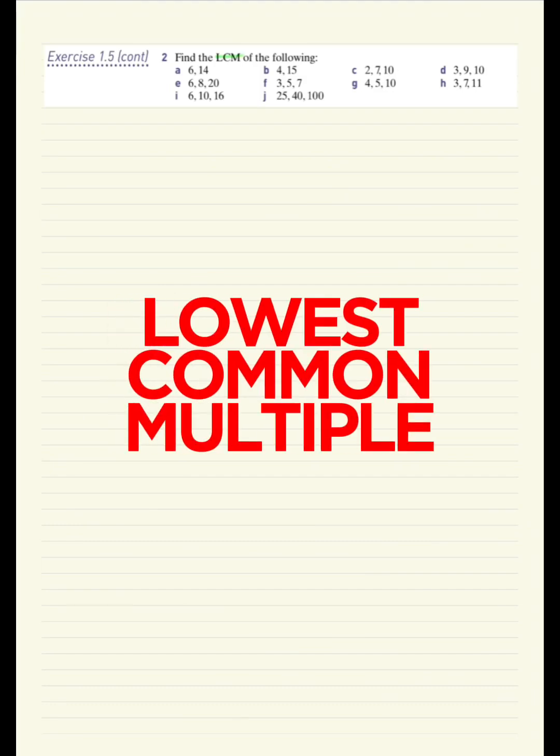Let's take a look at exercise 1.5 taken from the Cambridge textbook, question number 2. Lowest common multiple. In order to find the lowest common multiple, you first have to list the multiples of each of the numbers given. So let's go ahead and do that first. 1 times 6 is 6, 2 times 6 is 12.